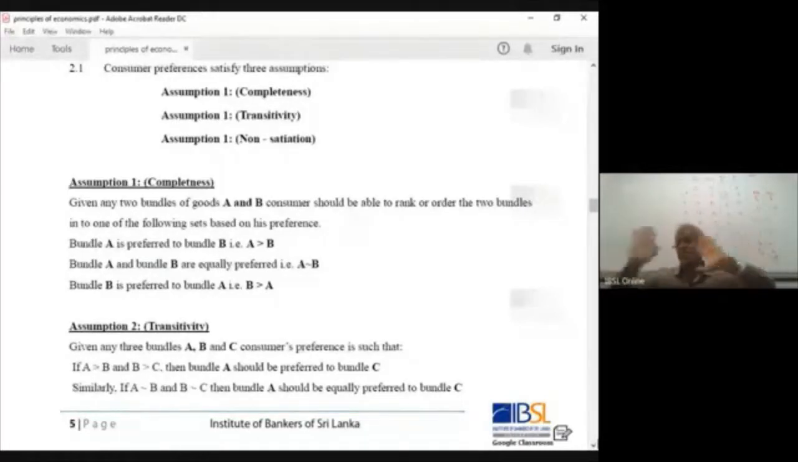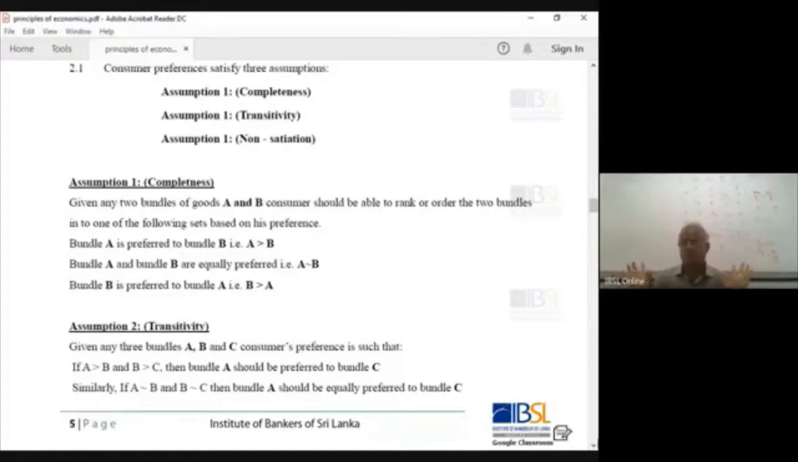Rank this into one of these sets, the preferred set or the equal set. A is preferred to B, B is preferred to A, or A and B indifferent. Otherwise, you can't say, I don't know, they are so different, how come I rank this? I don't know, I can't. In that case, your preference is not complete. Understand? The preference is complete when, given any 2 situations, you should be able to rank.